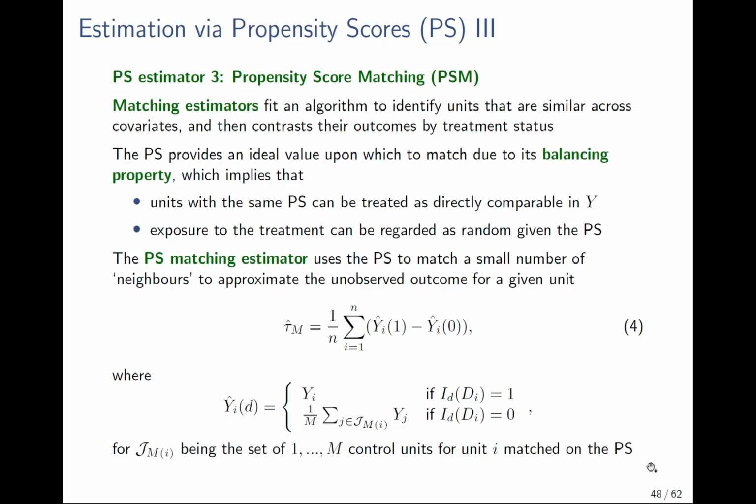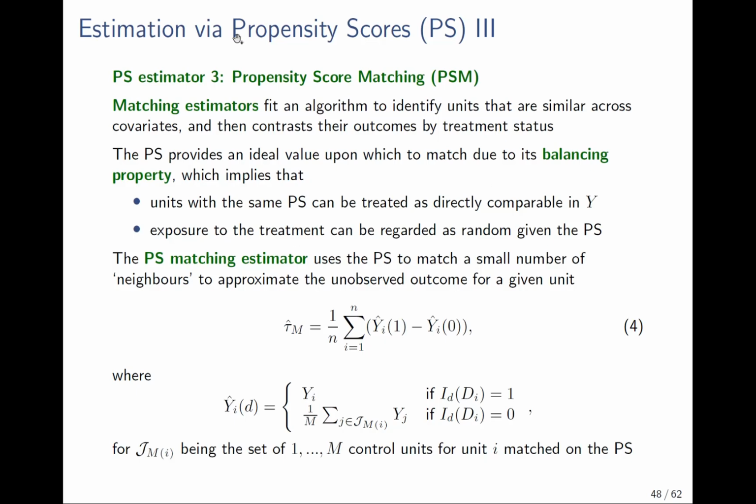And then finally, the final propensity score method I want to discuss is propensity score matching. And I've included this method of estimation here because it's actually very popular. If you look at the literature on causal inference, many applications, certainly for a number of years, were based on matching estimators. Now, in general, a matching estimator simply seeks to fit an algorithm that identifies units that are similar across covariates and then contrasts their outcomes by treatment status.